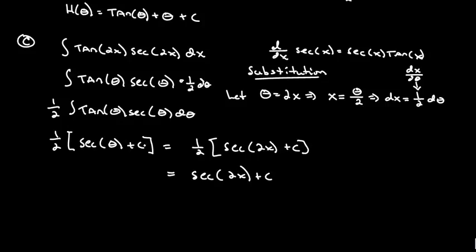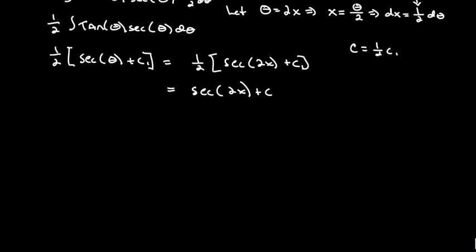Now, if you feel more comfortable, you can call this guy c1, and then we can say c is equal to 1/2 c1, and then there's your replacement. Okay, this ends up giving us our antiderivative.